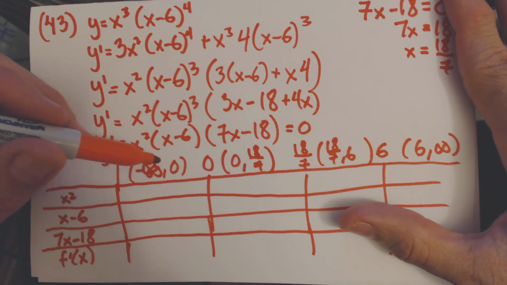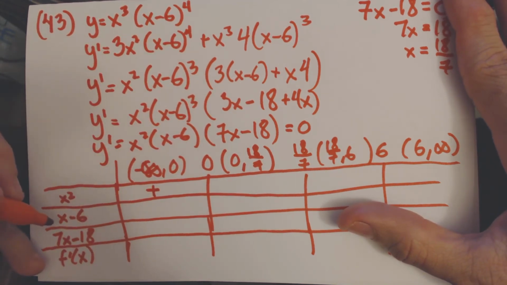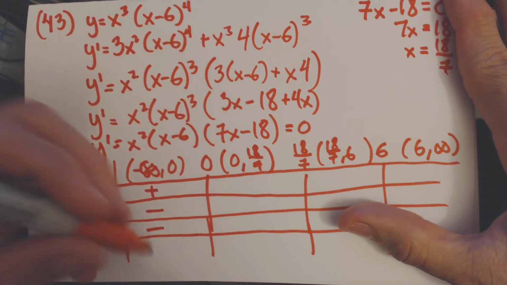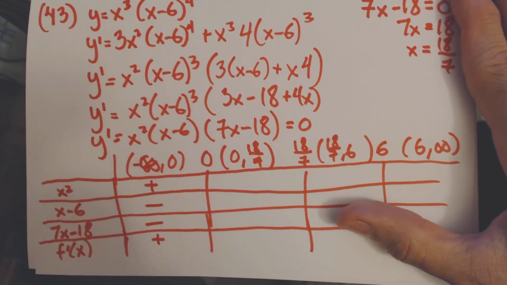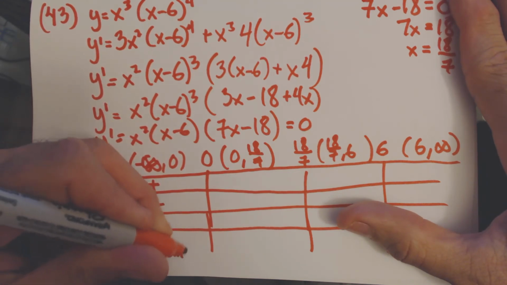Between negative infinity and 0, let's plug in negative 1. Negative 1 squared is positive. Negative 1 minus 6 is negative. Negative 1 times 7 is negative 7, minus 18 is negative. So positive times a negative is a positive derivative, which means on the interval between negative infinity and 0, the function is increasing.